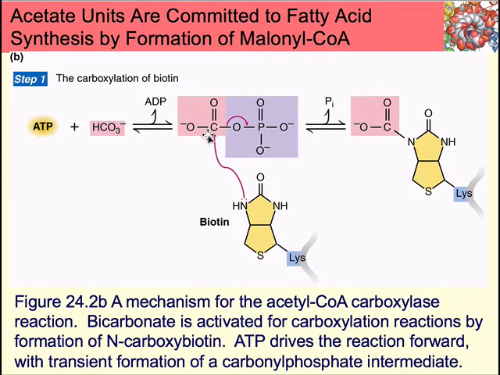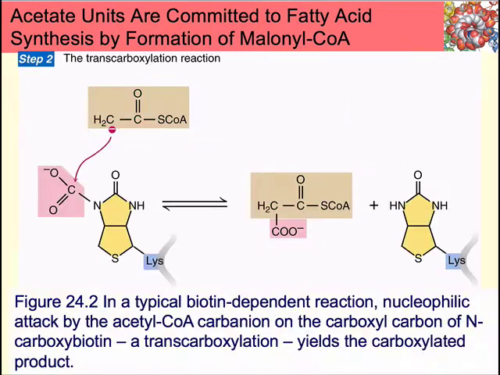Biotin attacks the carbonyl carbon of the carboxyl phosphate to form N-carboxybiotin, as we've seen before. And then the N-carboxybiotin is attacked by the anion of an acetyl-CoA, and this illustrates CoA chemistry again. Remember that acetyl-CoA is acidic at its methyl carbon and can form the carbanion shown here, which then attacks the carbonyl carbon of the N-carboxybiotin to form the malonyl-CoA product.